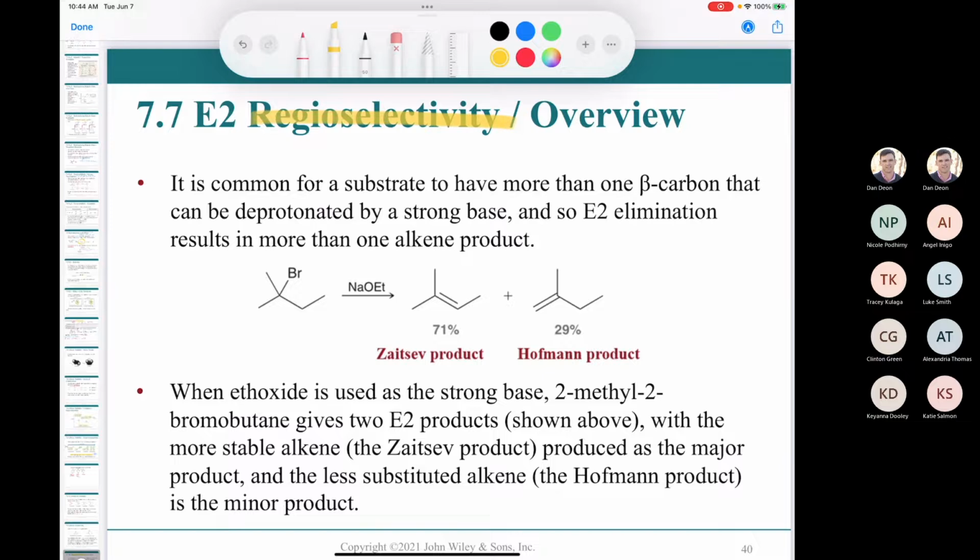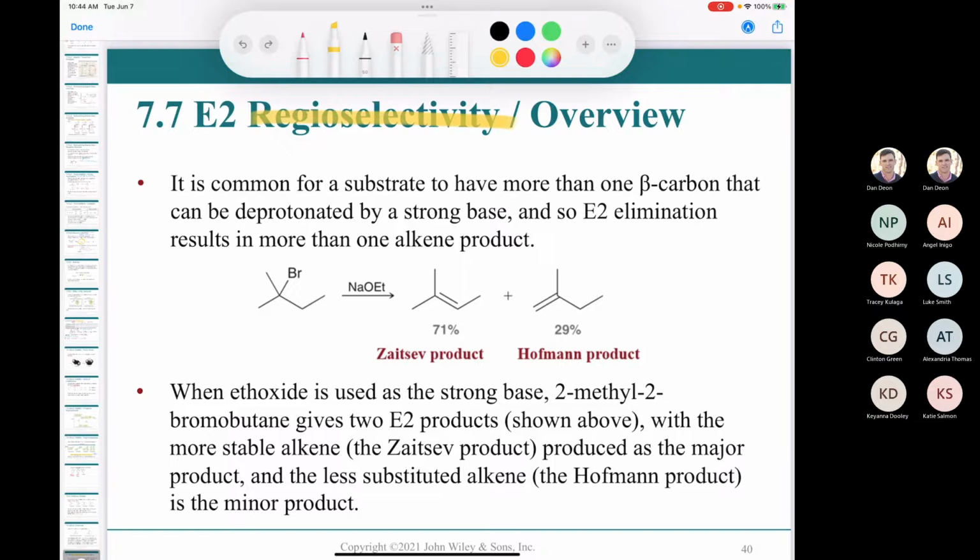And if we look at this substrate here, we have a tertiary alkyl halide, and we're treating it with a strong nucleophile, strong base. Remember, a tertiary alkyl halide is not going to undergo an SN2 reaction. It's only going to undergo an E2 reaction. So we're going to make an alkene, but you see that we end up with two different alkenes. One I call the Zaitsev product, and one I call the Hoffman product.